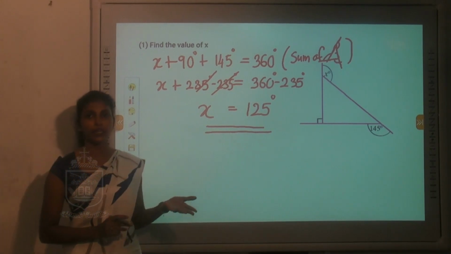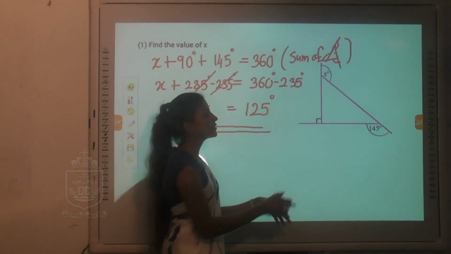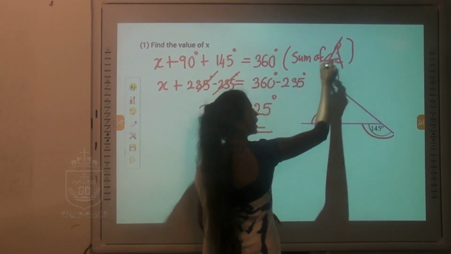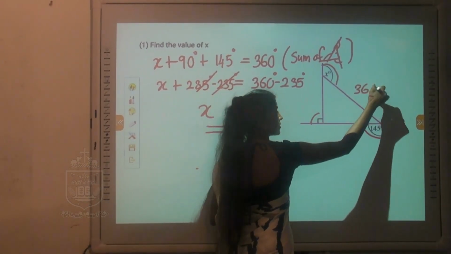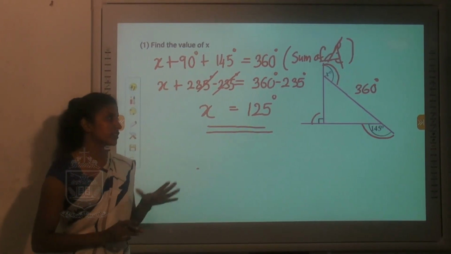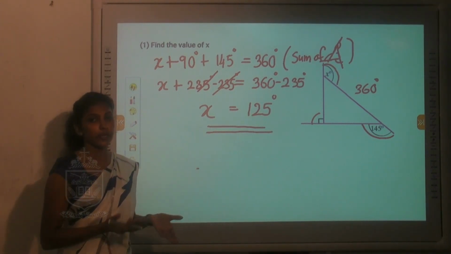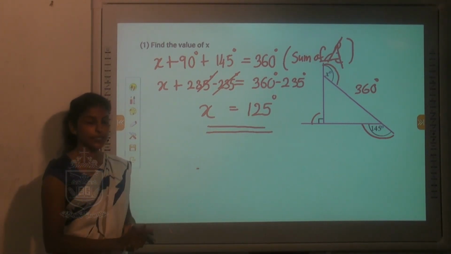So it's very simple. Only thing that you have to keep in your mind, that the sum of the three exterior angles is always 360 degrees. After that, you have to apply it to the equation and then simplify like normal sums. Okay.